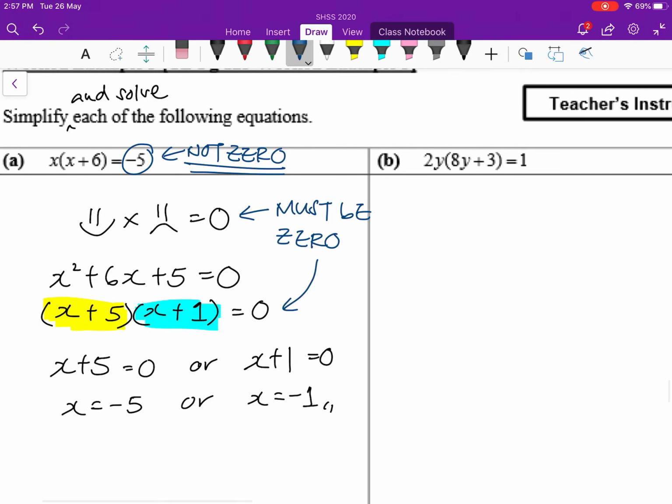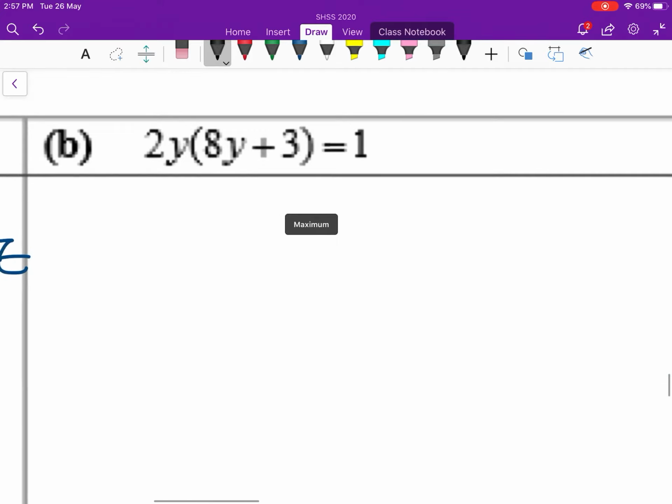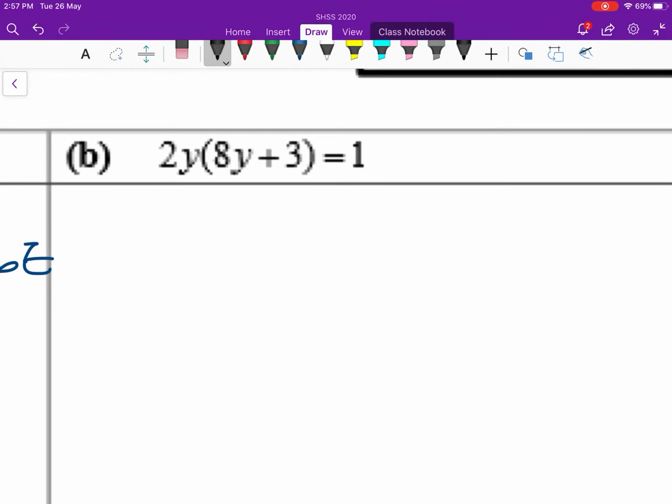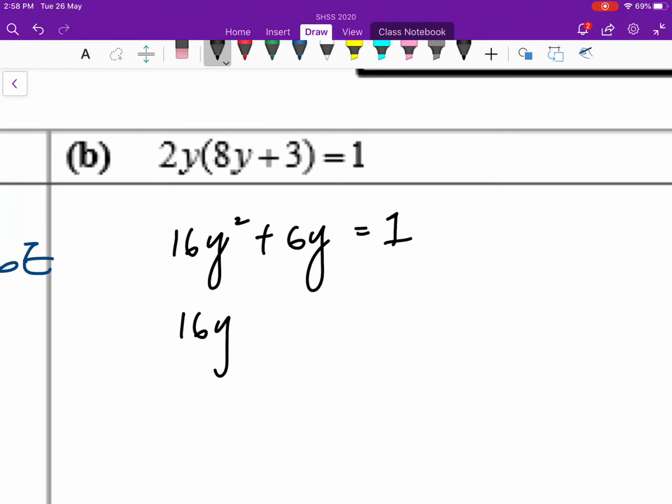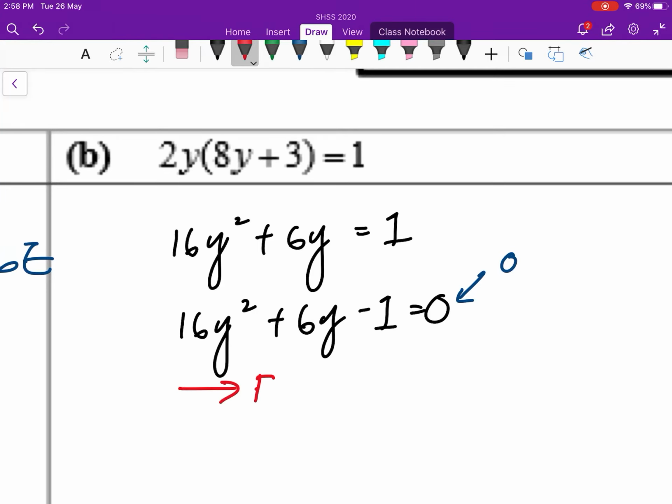Alright? So don't be tricked in the exams if this question comes out. You have to make the right side to be equals to 0 first before you can actually solve them. Same for part B. You have to make equals to 0. So what I do is I expand first. That gives me 16y squared plus 6y equals to 1, minus 1, plus 6y minus 1 equals to 0. Now on the right side is 0 already. So what do I do with this quadratic equation? I factorize.